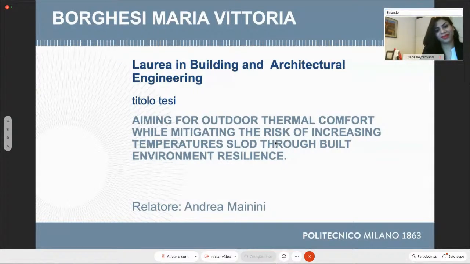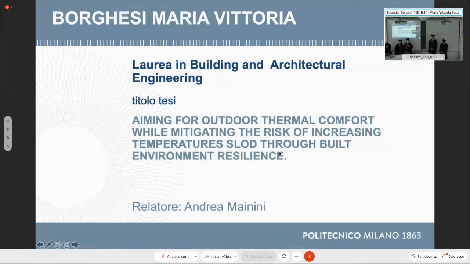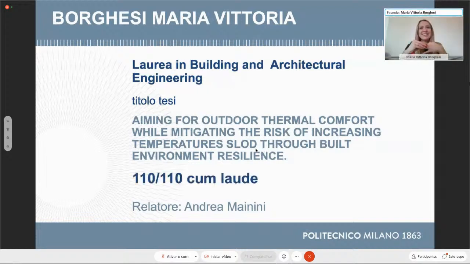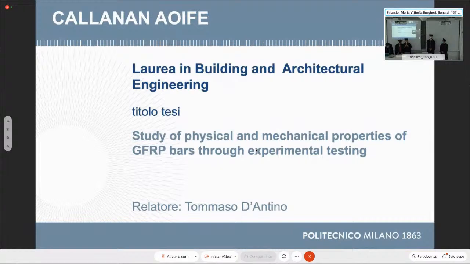Maria Vittoria Borghese, aiming for outdoor thermal comfort, blah, blah, blah, while mitigating the risk of increasing temperatures load through built environment resilience. But i suoi genitori vogliono sapere il voto, no? Per questo ti diamo il voto. Ah, ecco, sofferenza. 110 e lode. Piace? Guarda come contento. Brava. Brava. Grazie.